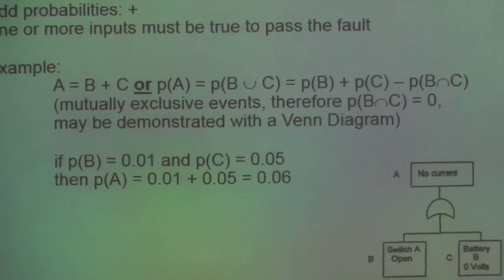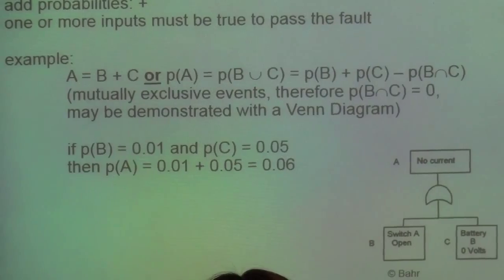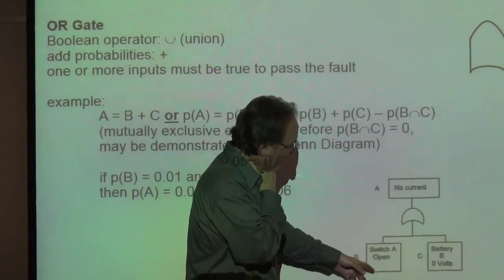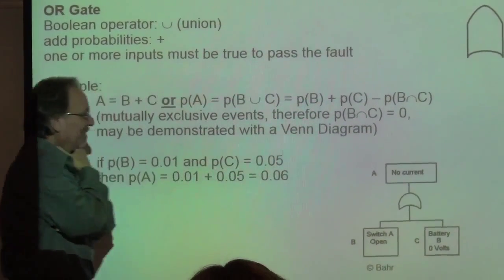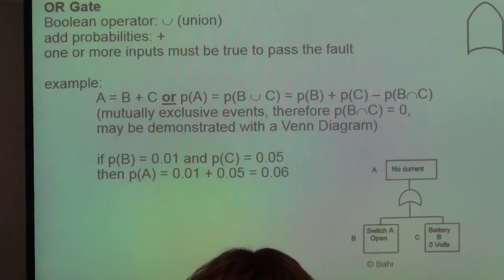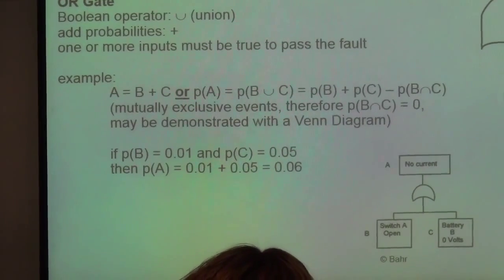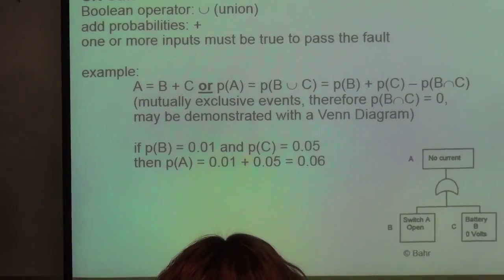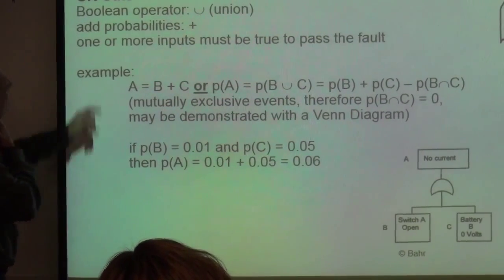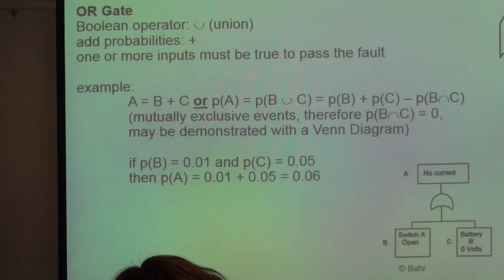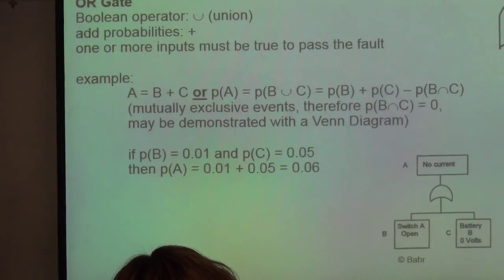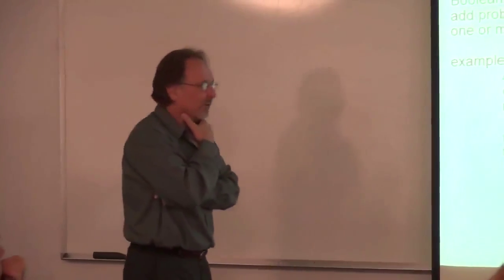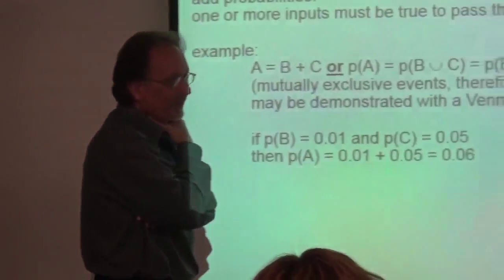Now, the other basic gate is the OR gate. And see, this is again from Barr, and he has this inexplicable use of rectangles when it should be circles, but nevertheless. And this is the inverted U with the curved bottom. That's the OR gate. And it's a Boolean union. You add the probabilities. That means that if at least one basic event occurs, the fault will pass. Both of them don't have to occur. Any one of them occurring will allow the fault to pass.